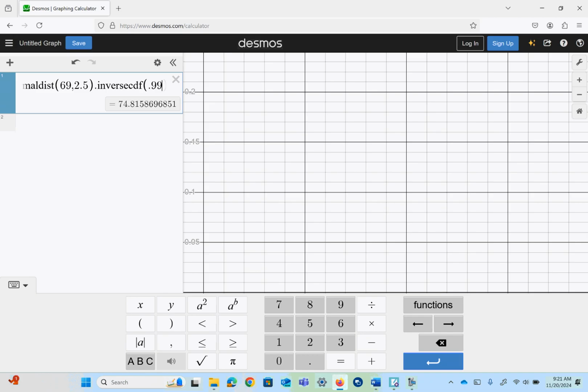All right, hypertension. Hypertension. Assume that the diastolic blood pressures are normally distributed with a mean of 84 and standard deviation of 12.